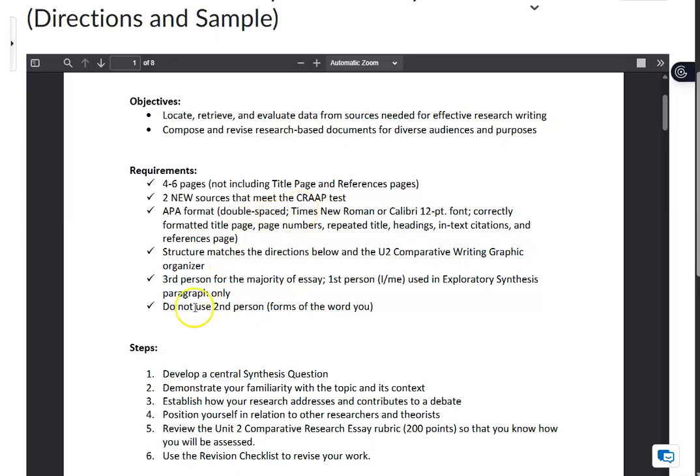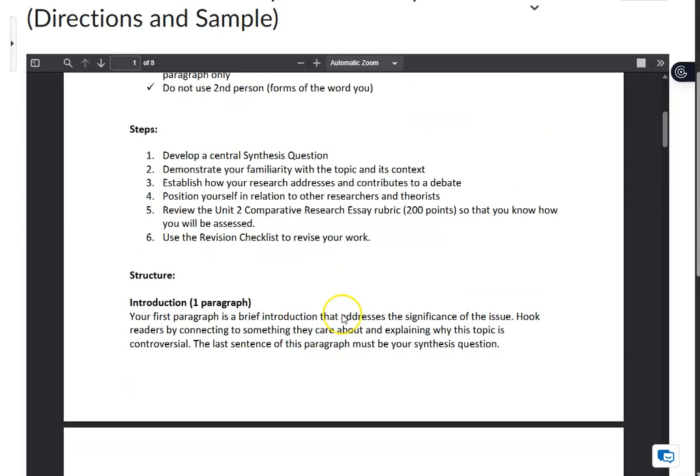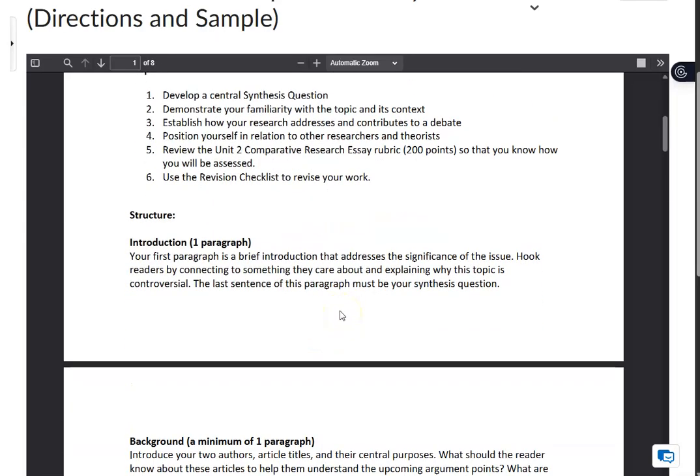It'll be APA formatted. Third person will be used for the summaries and things like that. But first person, I, me, my, our, we, well, technically I, me, my, can be used in the exploratory synthesis paragraph only. Do not use second person at all, any version of the word you.